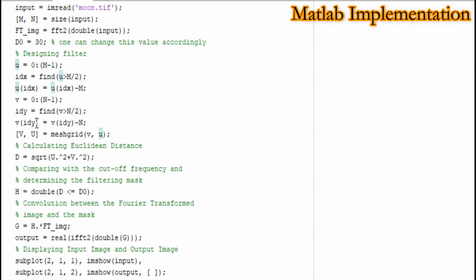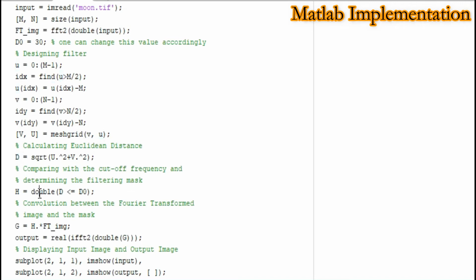Next, we find the distance value, that is d is equal to square root of u square plus v square. So we use u dot power 2. We already know u minus m divided by 2 whole square, and v minus n divided by 2 whole square. So here we calculate the distance value.